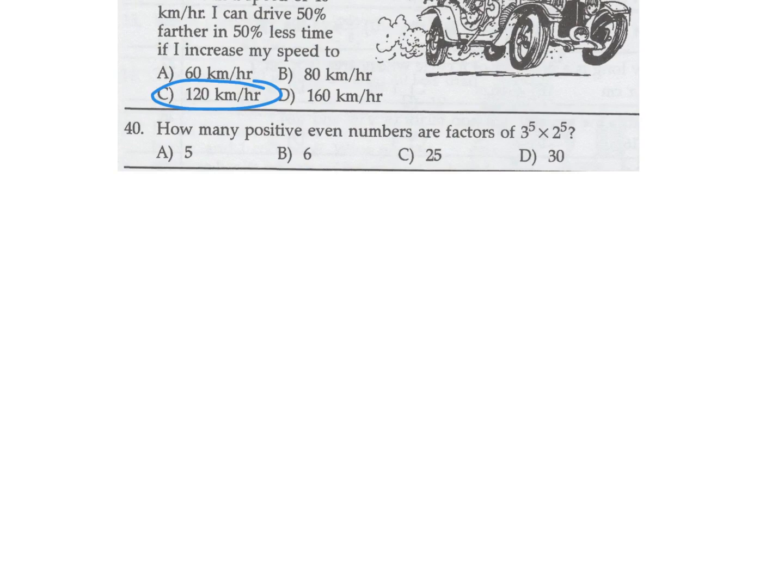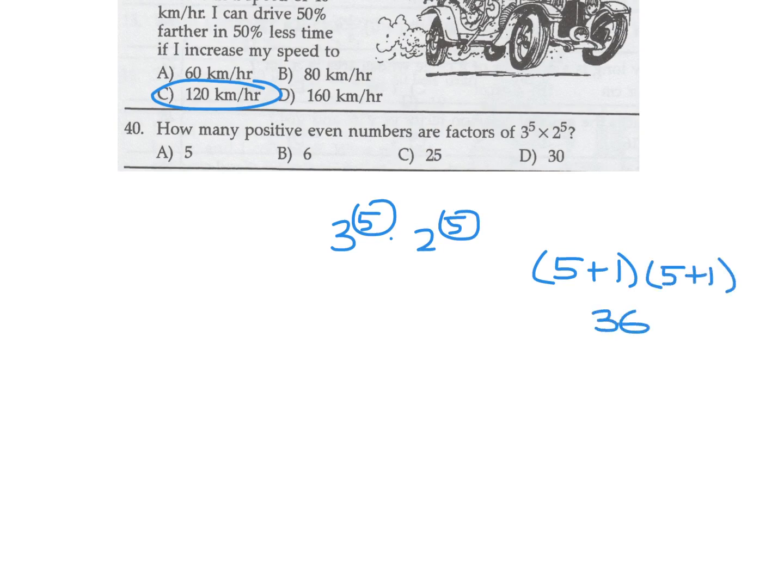How many positive even numbers are factors of 3 to the 5 times 2 to the 5? Well, to figure out the number of factors, you take this exponent and add 1, take this exponent and add 1, and then you multiply them. So it would be 6 times 6, so there's 36 total factors. Now, we want to know of those 36, how many are even? Anything that has a 2 in it will be even, no matter how many 3's it has.